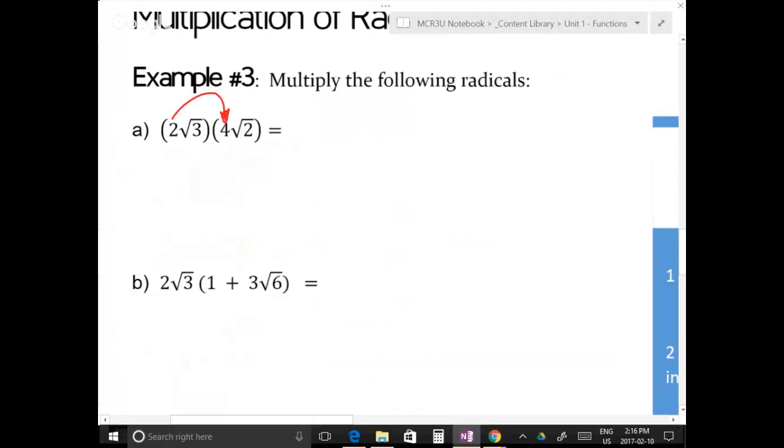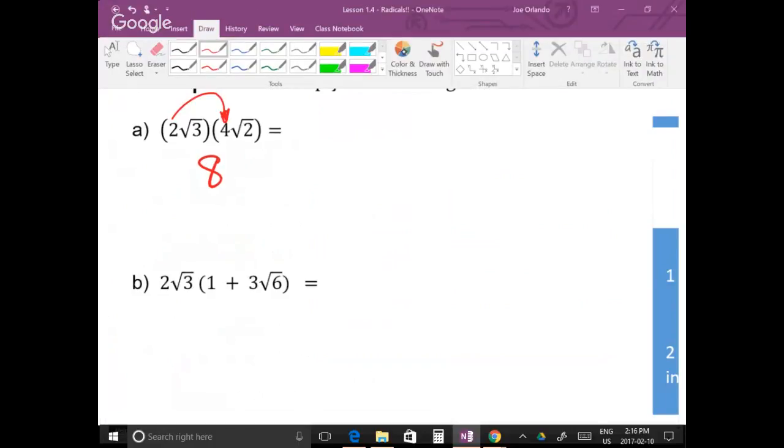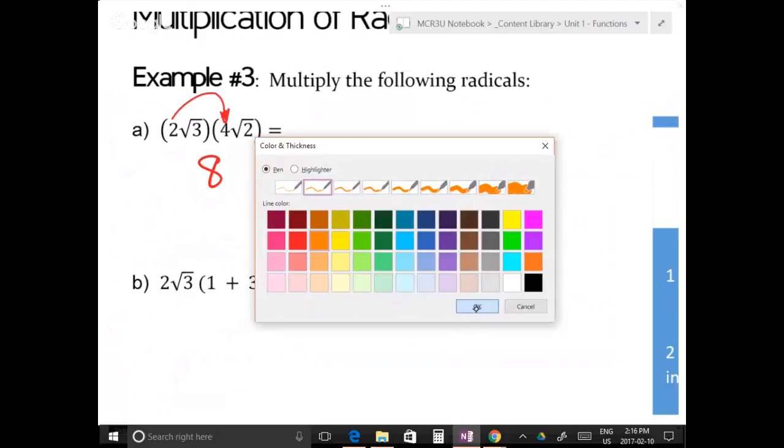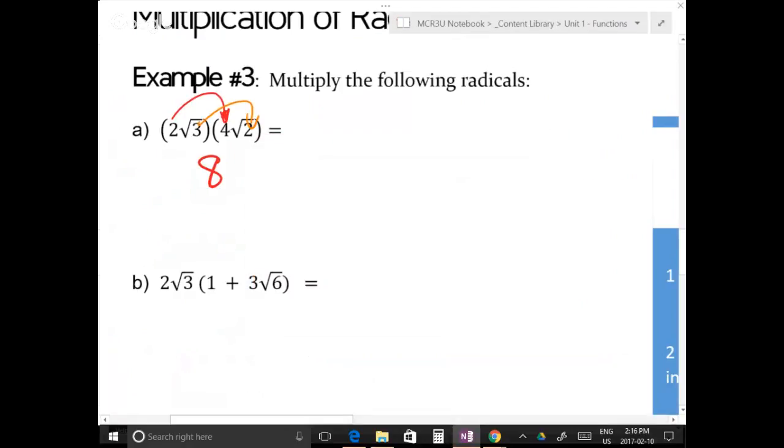So we can multiply the coefficients. What's 2 times 4? Yeah, that's 8. And then what's root 3 times root 2? Well, remember, we can multiply them together inside the radical. So we can call this root, which is? What's 3 times 2? Yeah. So we can call it root 6. 8 root 6.